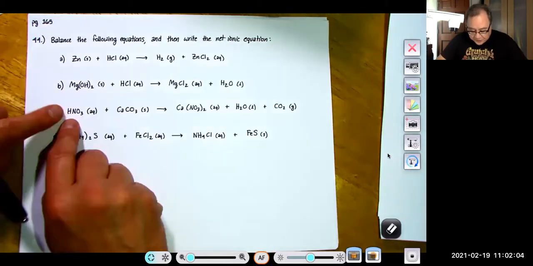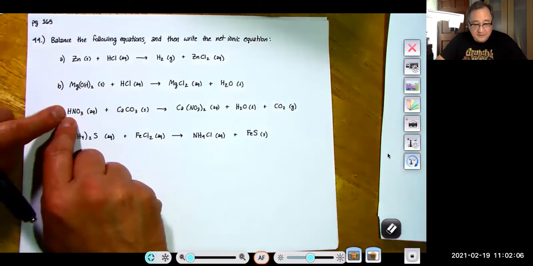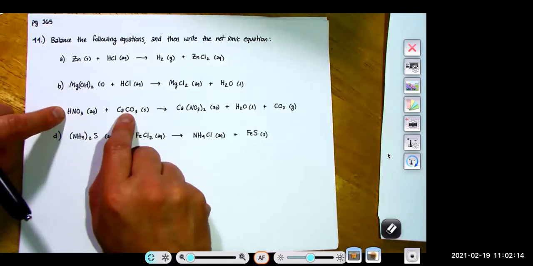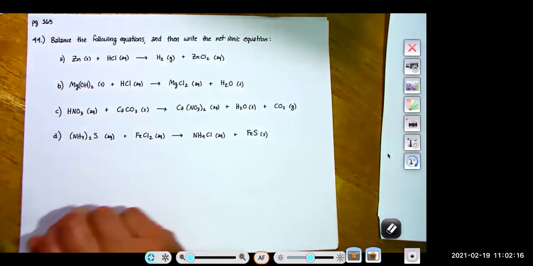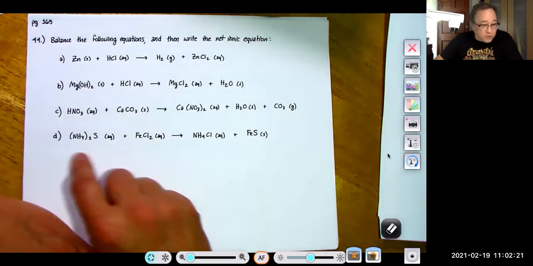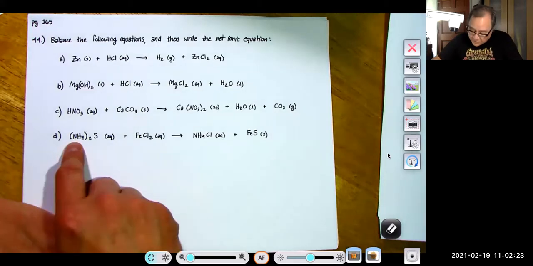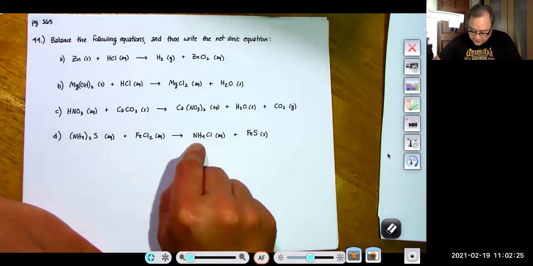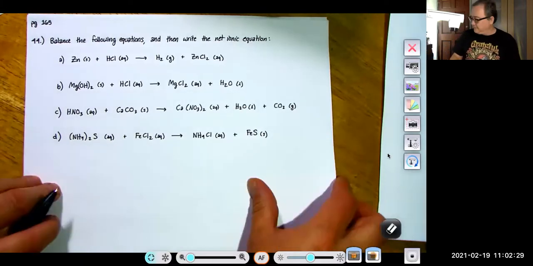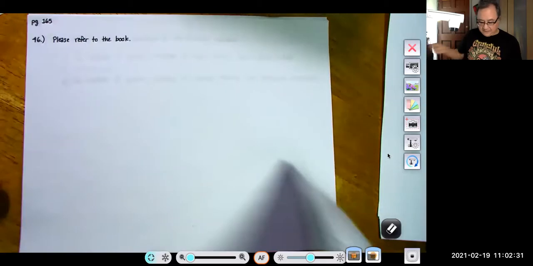How many hydrogens do you see over here? 1. We need 2. So what do you have to do to that guy? The 2 in front. Put a 2 in front, and then it'll all work out. Here, 2 ammonium ions, 1 ammonium ion. What do you have to do? Put a 2 here, and there you go. Okay? So we're going to move on from that.